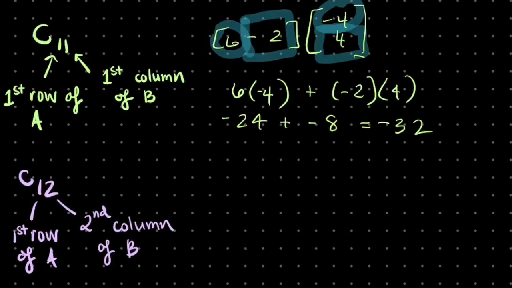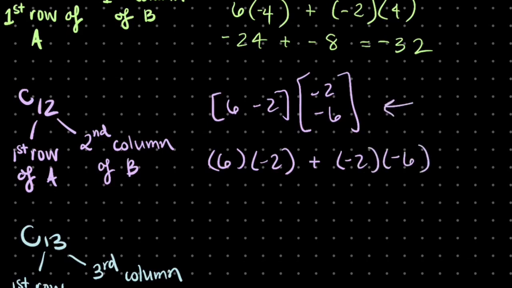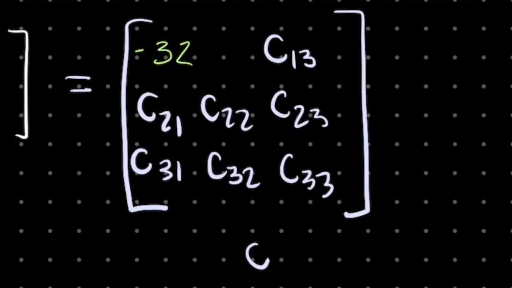So that's going to be 6, -2 times -2, -6. And remember, you're looking at the corresponding entries. So I'm going to take the first of the first row and multiply by the first of the column. Then I'm going to add that to the second of the row times the second of the column. Okay, you don't have to write this part out, but it helps me do the multiplication, so I do. So we're going to have negative 12 plus 12. That equals 0, right? Negative 12 plus 12. So I'm going to put a 0, okay?